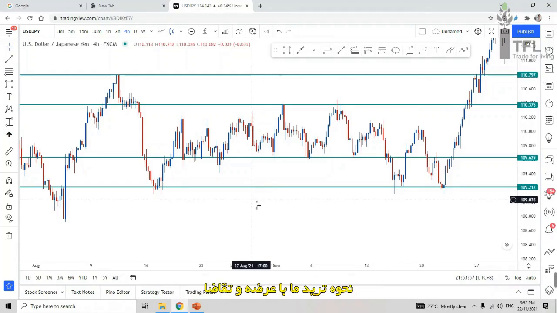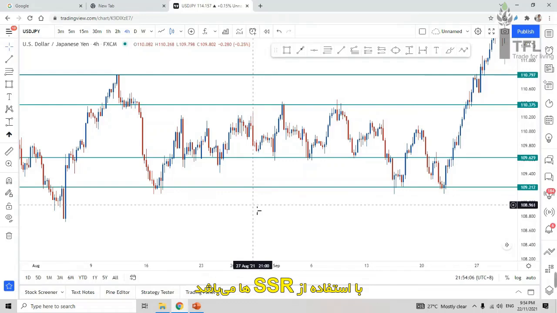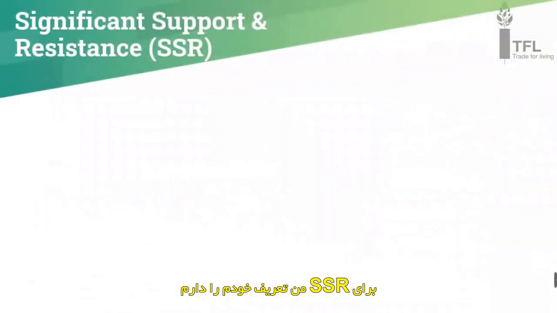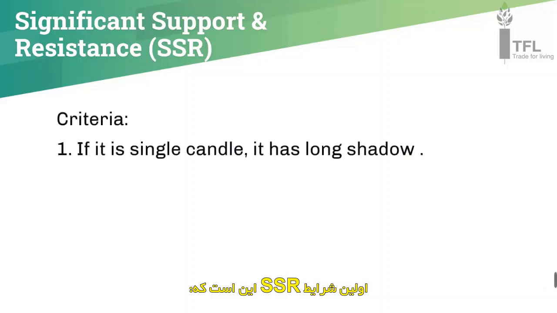And the way we trade supply and demand is using this SSR, significant support and resistance. Of course, for significant support and resistance, SSR, I have my own definition, which is very easy for you guys to refer to. So the first definition of SSR is that if it's a single candle, it has a long shadow.